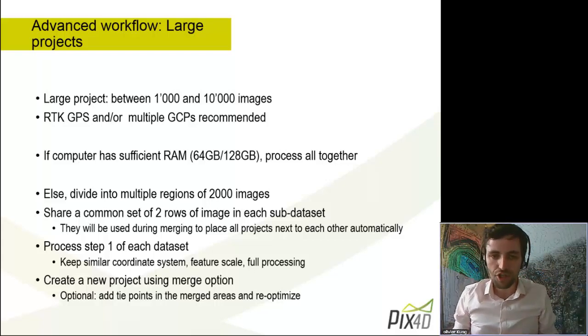And for very large projects, let's say everything above 2,000 or 5,000 images, we would really recommend using either an RTK GPS to have the geotags, or having quite many GCPs distributed in your processing. However, if your computer has a sufficient amount of RAM, like 64 gigabytes or maybe 128 gigabytes, then the best way is potentially to take these 10,000 images and process them together, and the software will be able to handle it and give you some results.